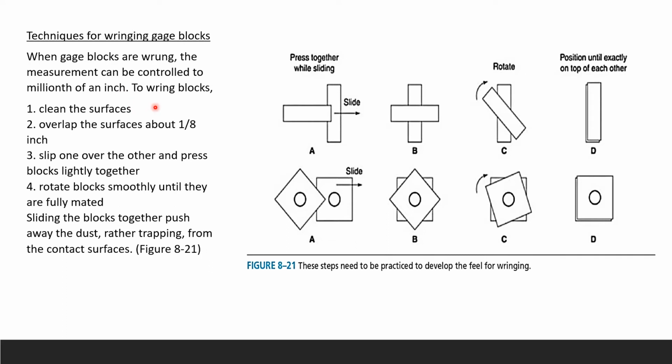So to ring blocks, clean the surfaces, and then overlap the surfaces about 1/8 of an inch, okay, and then slip one over the other and press the blocks lightly together. And then rotate the blocks smoothly until they are fully mated, okay? So sliding the blocks together pushes away the dust on the way. Rather than trapping it, we're pushing the dust out from the contact surfaces, the ringing interval. So you will get better precision in your measurement.